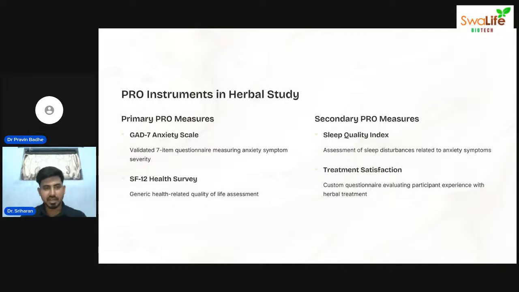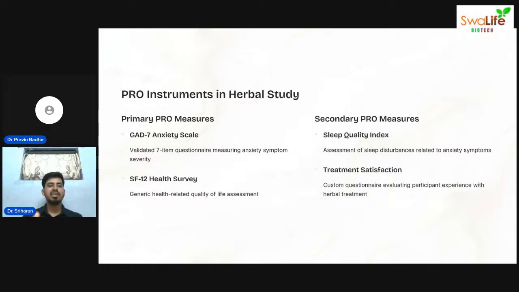PRO instrument in the herbal study. In a PRO instrument, you want to keep 3 things in mind. The main thing is the instrument should be validated and reliable. The second thing is it should be clinically relevant, and the participant should be trained on that instrument. So you want to consider these 3 things when you use the PRO instrument.